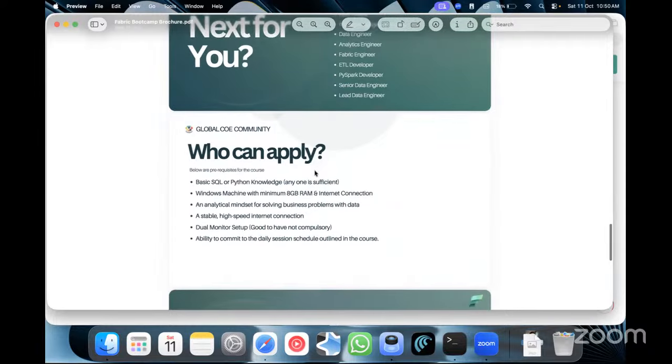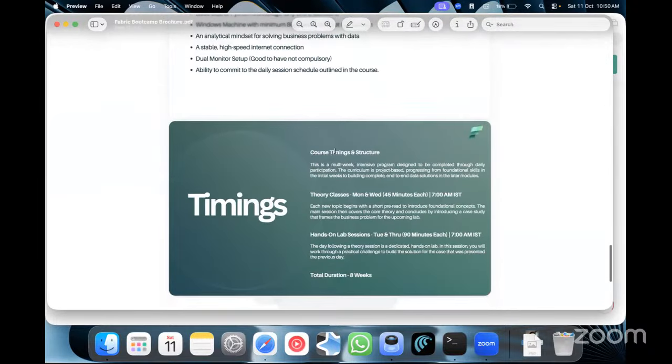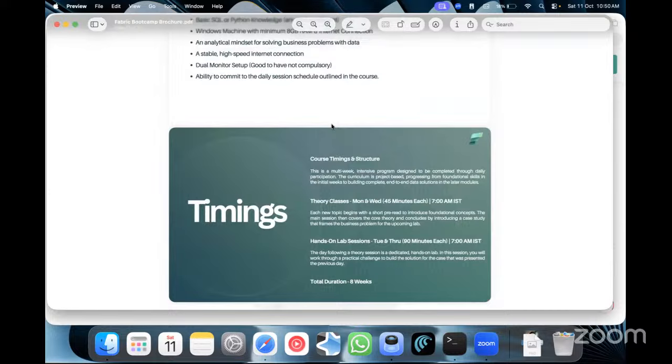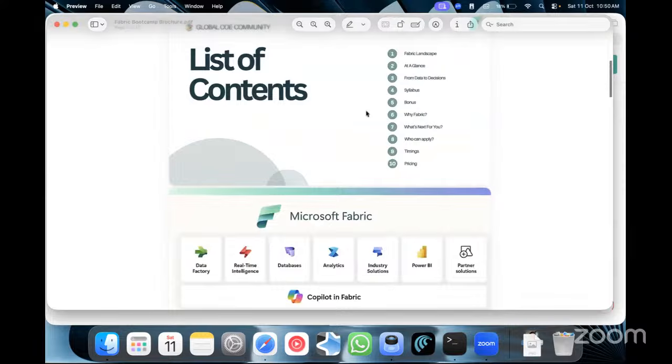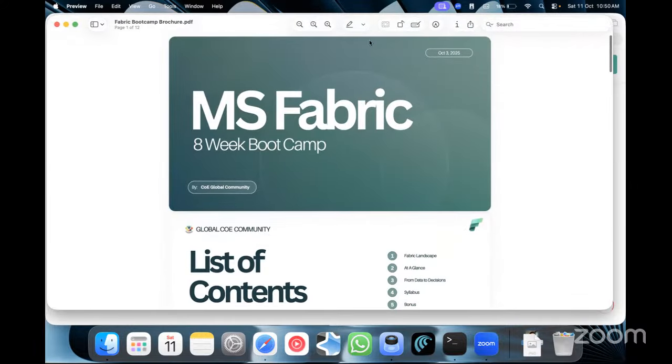To talk about the timings, it will be 4 days a week, Monday and Wednesday, and Tuesday and Thursday at 7 a.m. in the morning IST. And this is about it regarding the cost and other things. You can open the brochure and see it for yourself. So this is just a glimpse.